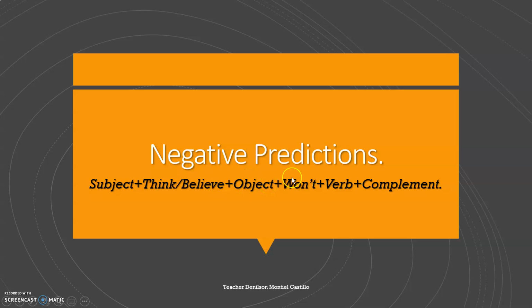Now, instead of using will, in this case, we use won't or will not. In this case, won't is the contraction of will not. After won't, we use the verb in simple form, remember? And after the verb, the complement. Okay, let's see.